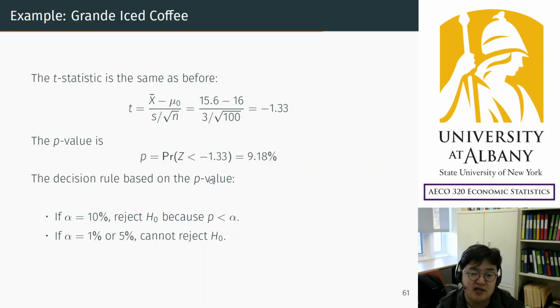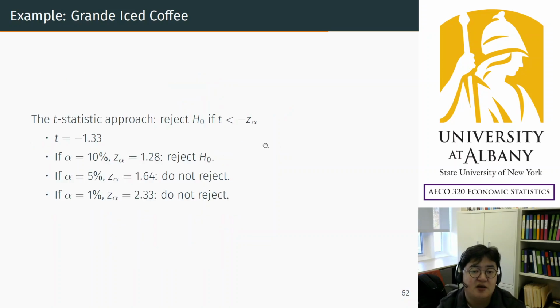So decision making is the same, but calculating the p-value is different. Among these 3 steps, only this line is the difference. Okay? And now if you look at the t-statistic, it is now minus 1.33. Now let's compare how the thresholds change.